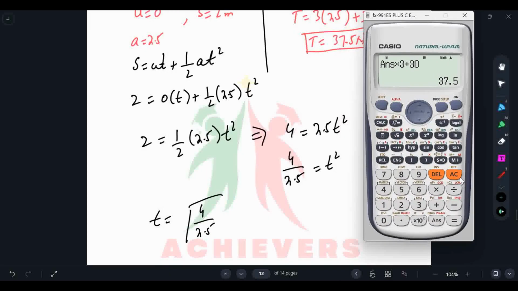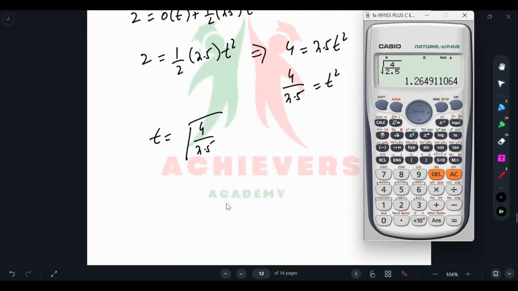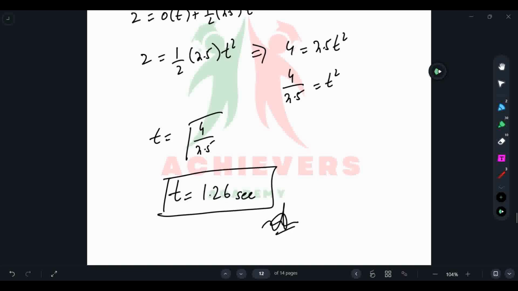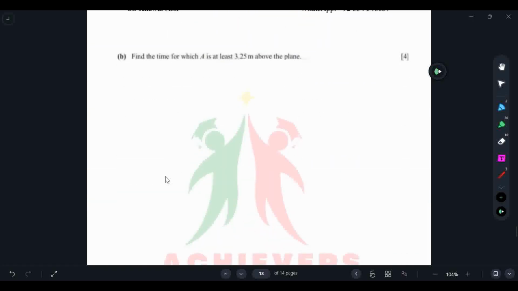So 4 divided by 2.5 is equal to 1.6, and the square root is 1.26. So the time will be 1.26 seconds. This will be the final answer. I hope that the concept is clear. Let's move to the B part, the last part.